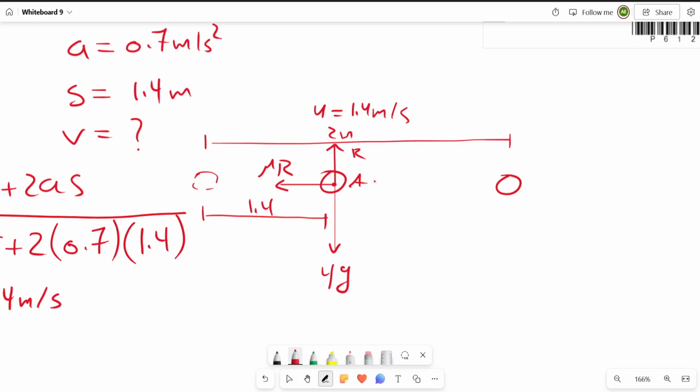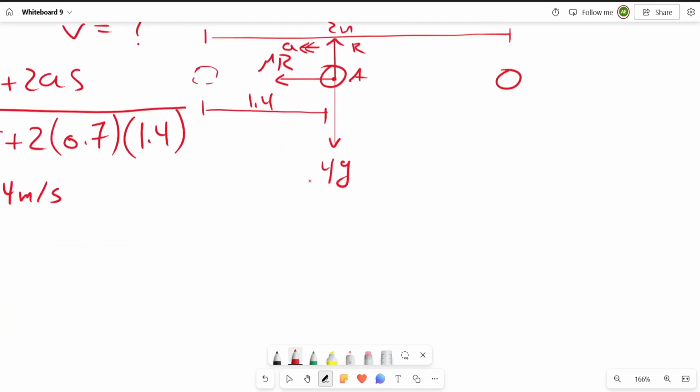If my resultant force is to the left, 100% my acceleration is going to be to the left. Imagine A is moving to the right and something is pulling it back. So A is going to start decelerating, or basically accelerating to the left. So this is my new acceleration.